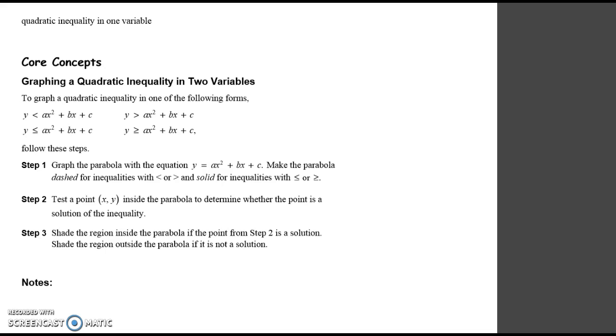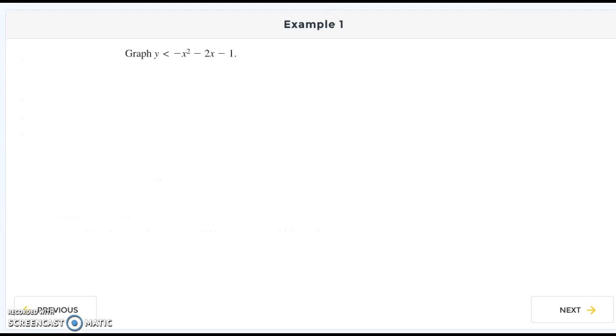Step 1, we're going to graph the parabola, y equals. Then decide whether you should make the line dashed or solid. Then we'll test a point and decide where to shade. So let's try an example.